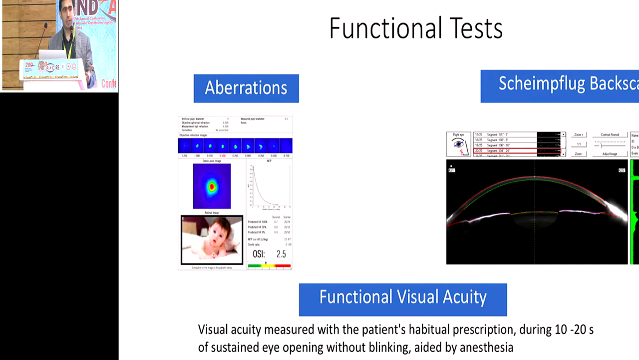And something called functional visual acuity, which is the visual acuity measured with the patient's habitual prescription during 10 to 20 seconds of sustained eye opening without blinking. Because what we often do in our clinics is ask the patient to blink and quickly look at the visual chart. What he's actually seeing has to be without blinking. So this is another parameter that can be looked at. However, TFOS said that none of these functional tests is really very important as far as dry eye is concerned.